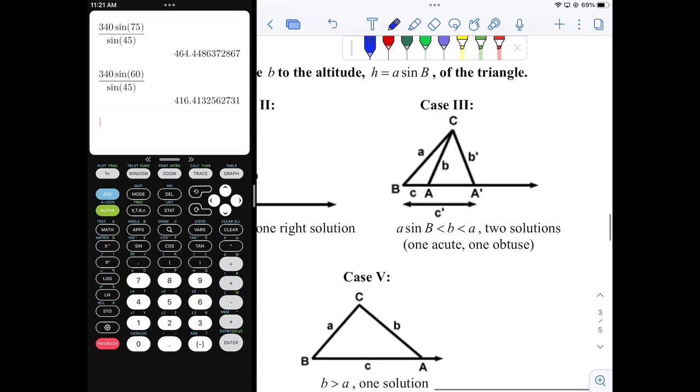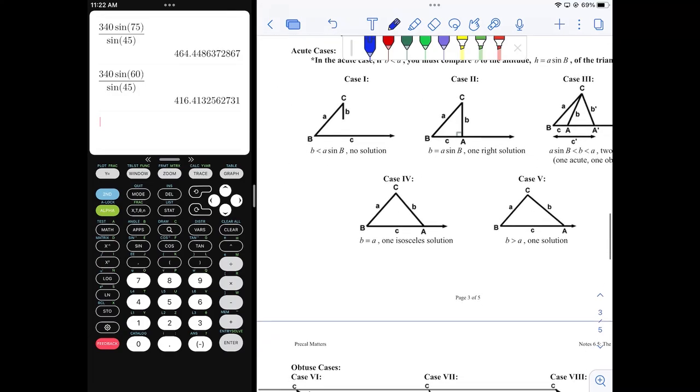How do you know if there's two solutions? Well, the base is bigger than the altitude, but it's still smaller than A. It's still smaller than this adjacent side. That means that when you rotate it around, it fits back inside. So most of the time we're going to be having to compute the altitude and comparing it to that opposite side, the swing side. Now here are some other cases.